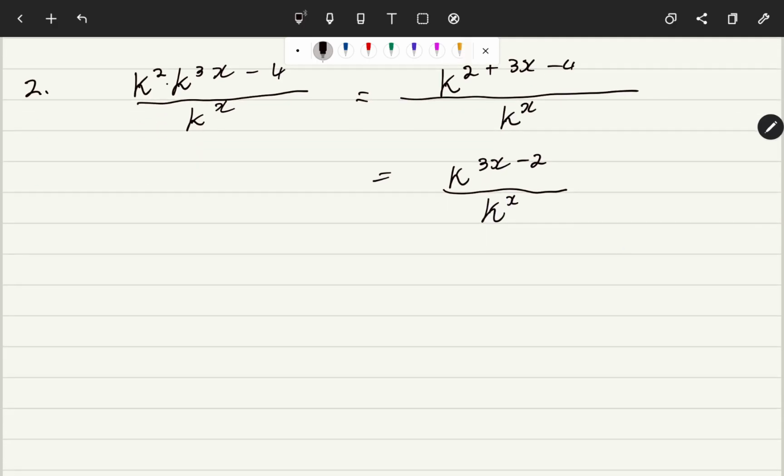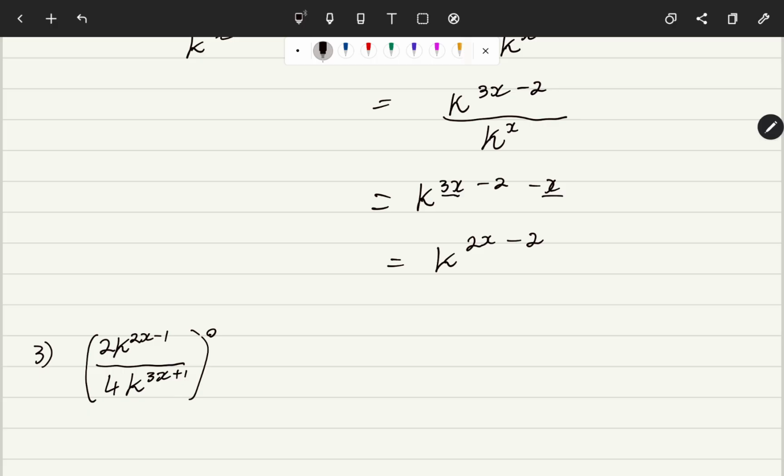Now you start to remember another law. You have the same bases and we are dividing. What does that mean? We're going to subtract our exponents, right? So you have k to the power of 3x minus 2 minus x, and there you have your final answer. 3x minus x, that's going to be 2x minus 2. And then you are done, right?